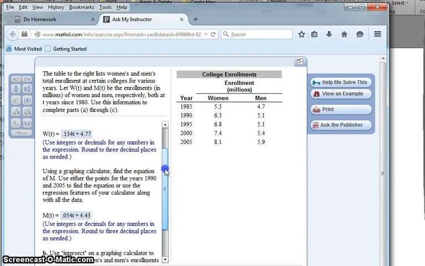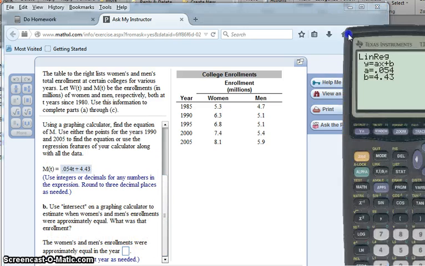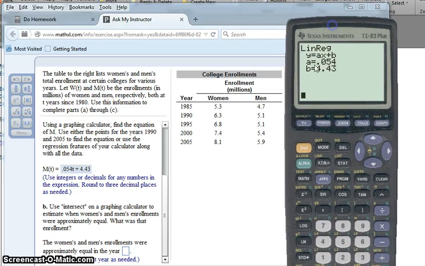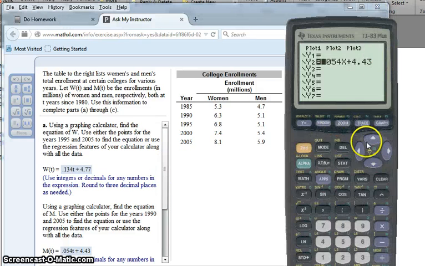Next, it asks me to use my calculator to find where they are equal. So I'm going to go to my calculator. I'm going to type in my two equations. The equation for men was 0.054x plus 4.43, and the one for women, 0.134x plus 4.77.